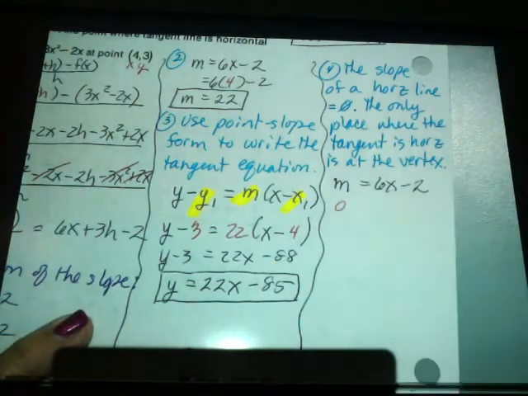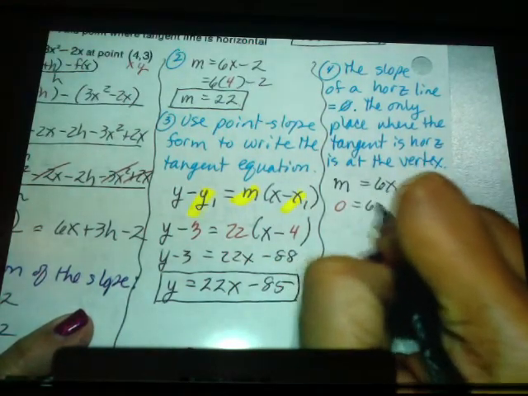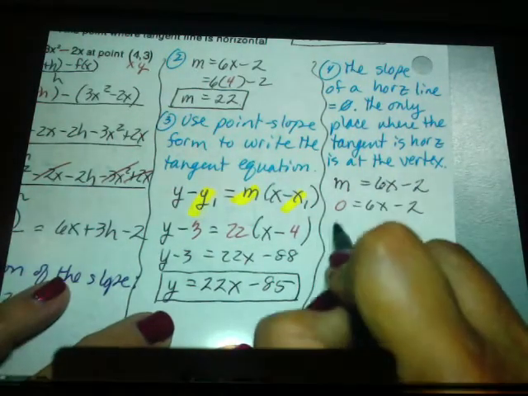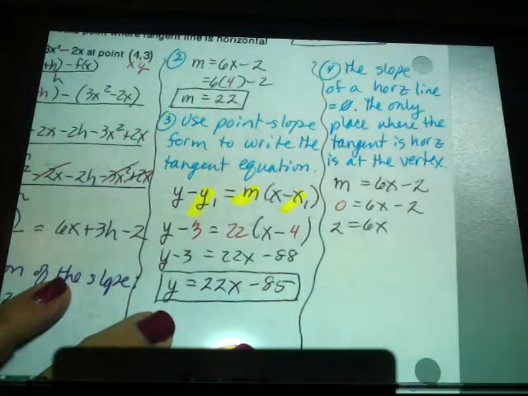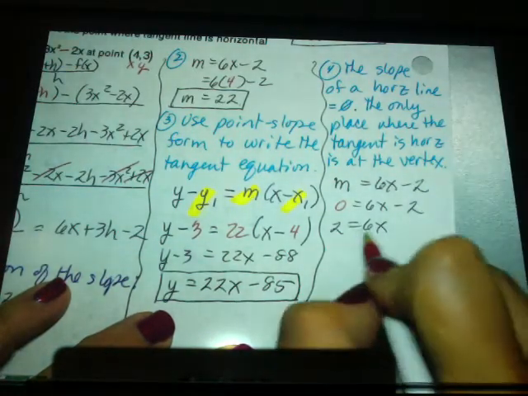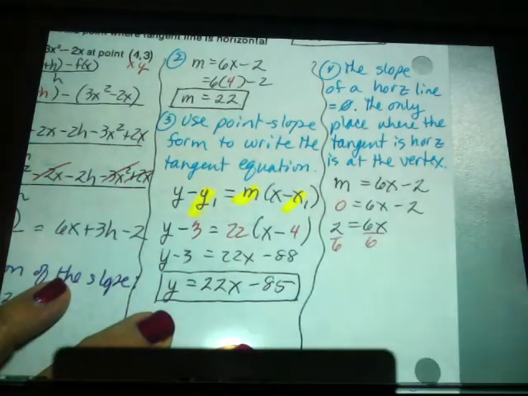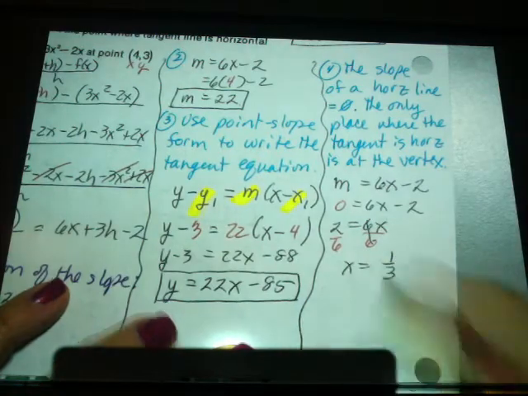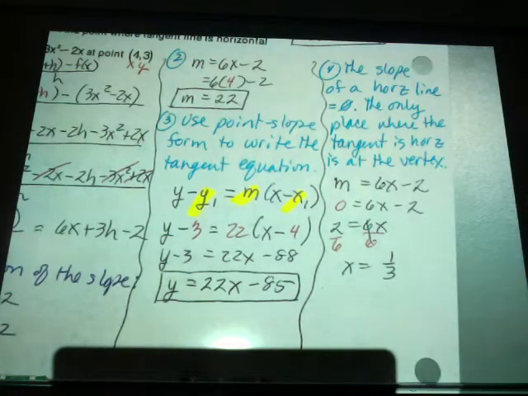And won't that give me one variable to solve for? So solve for x. So add 2. 2 is equal to 6x. Divide by 6. So if I divide by 6, I don't get 3, do I? I get x is equal to 1/3. Not a happy answer, but an answer nonetheless.